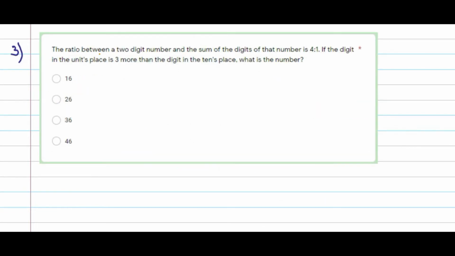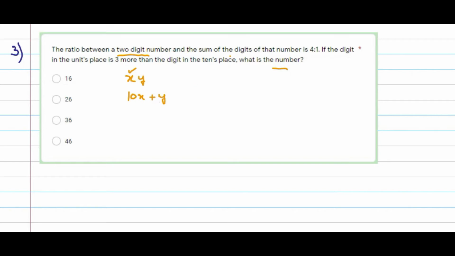The third problem: the ratio between a two-digit number and the sum of the digits of that number is 4:1. If the digit in the units place is 3 more than the digit in the tens place, what is the number? Okay, let us see. Two-digit number. For example, if it is a two-digit number, let me take it as x and y. So x is in the tens place. So 10x plus y is the number.